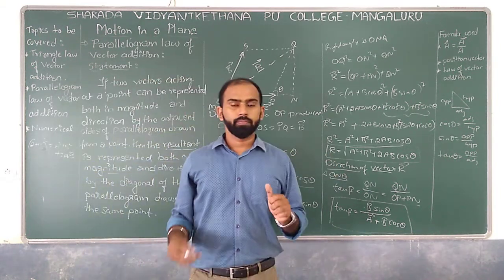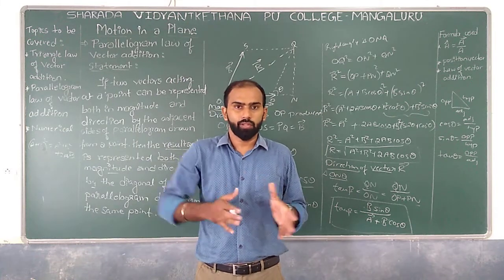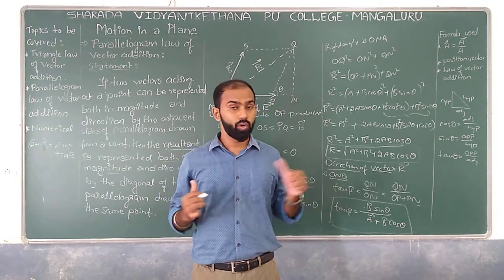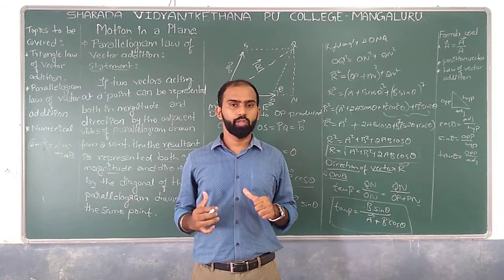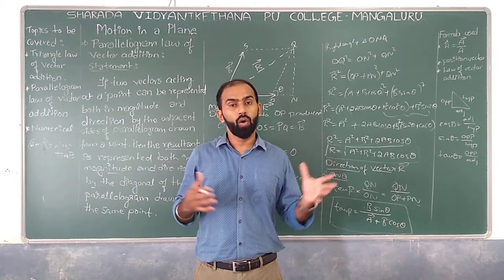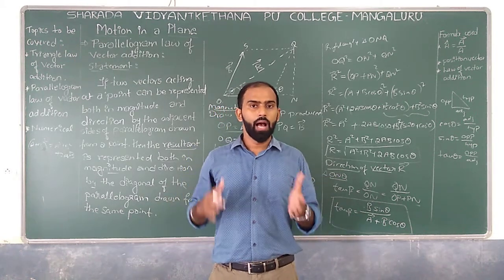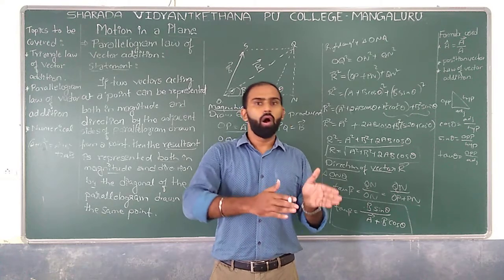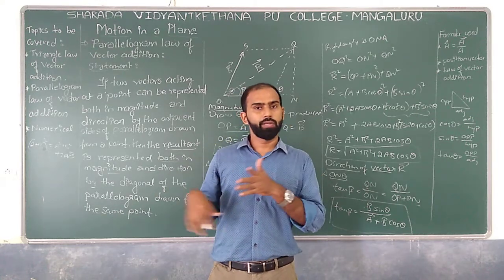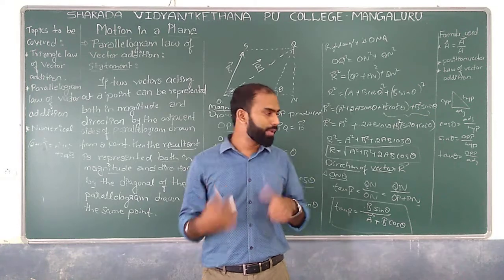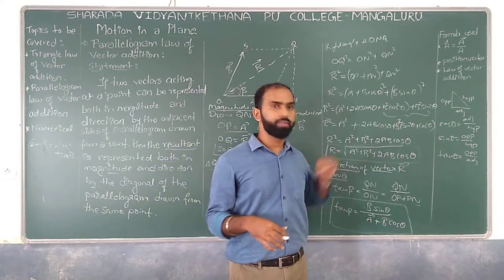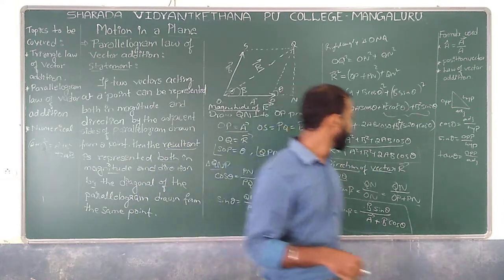We'll see the special cases of this particular condition, as I told in the beginning. We'll discuss the analytical observation of how we can write r as equal to a plus b, or r as equal to square root of a square plus b square. All those things we'll get to know based on the angle theta.